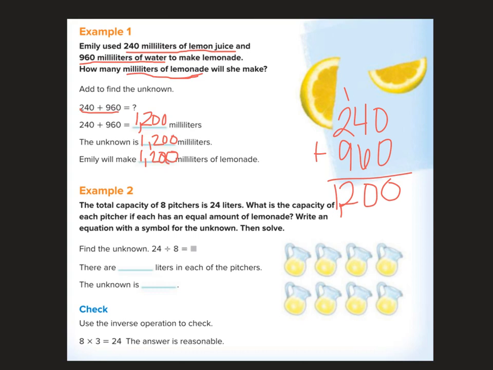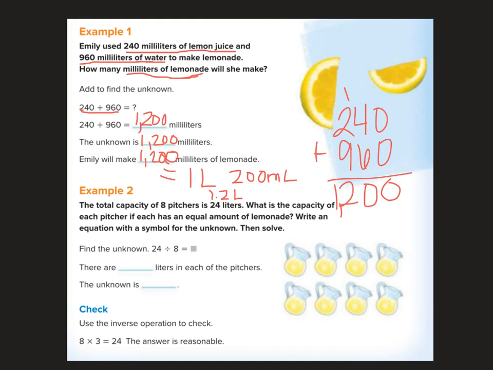Now, I'm hoping to not confuse you, but take a look at this. 1,200 milliliters is equivalent, right? Because there's 1,000 milliliters in 1 liter. So that means I would make 1 liter and 200 milliliters of lemonade. I could also write this as 1.2 liters of lemonade.